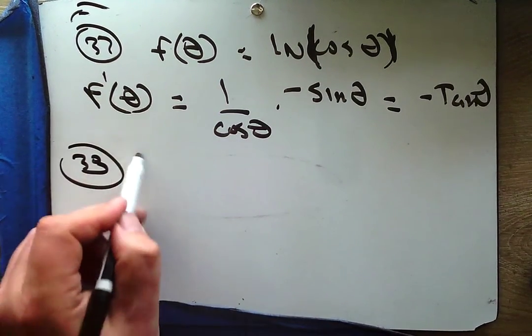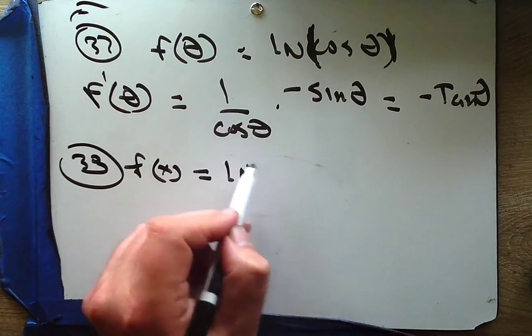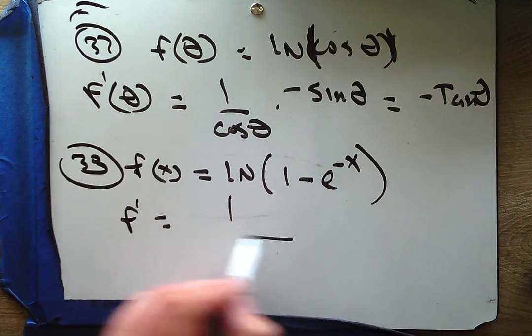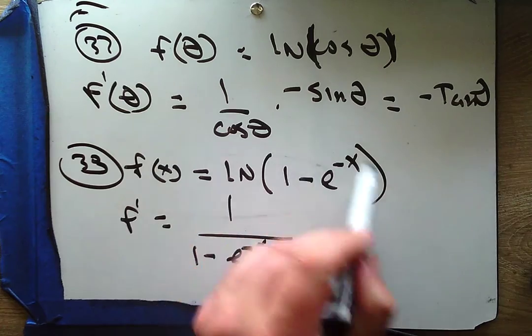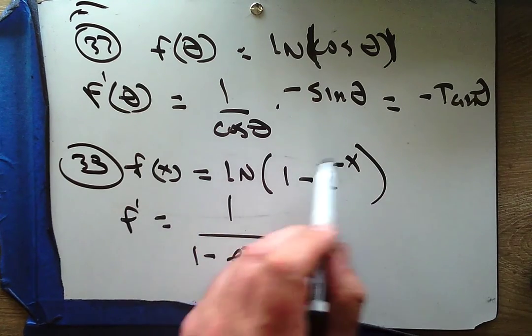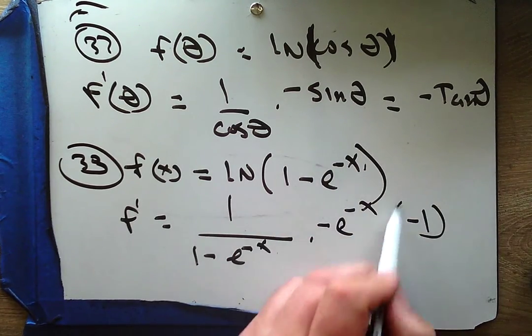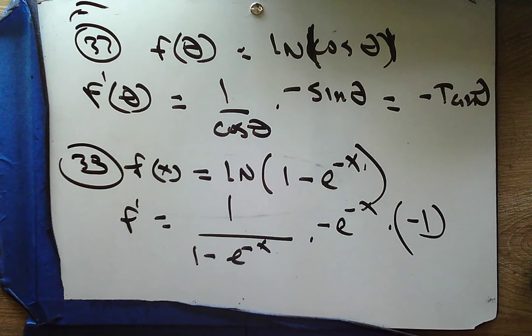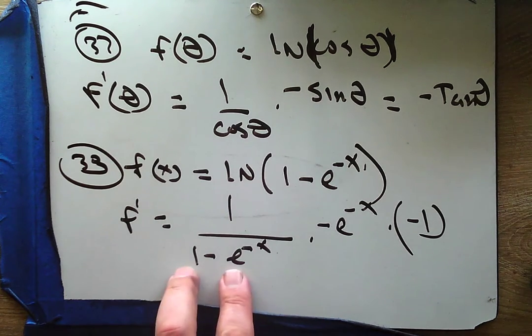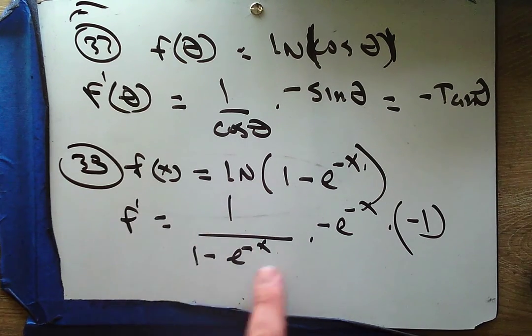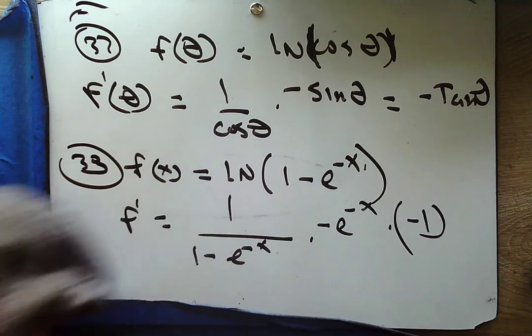38, f of x equals the ln of 1 minus e to the minus x. So f prime, 1 over 1 minus e to the minus x, times the derivative of 1, which is 0, and the derivative of this will be negative e to the minus x, times the derivative up here, which is negative 1. So, yeah, remember, I can't flip just this up to the top. I would have to make a common denominator and then flip the multiple. So instead, I'm just going to walk away onto 39 now. 39.